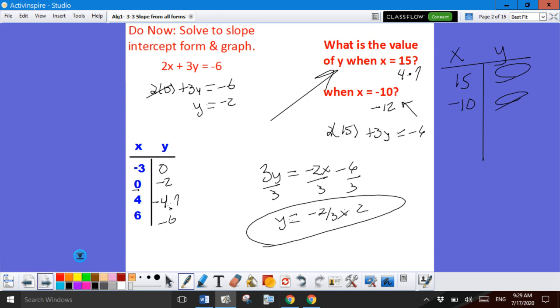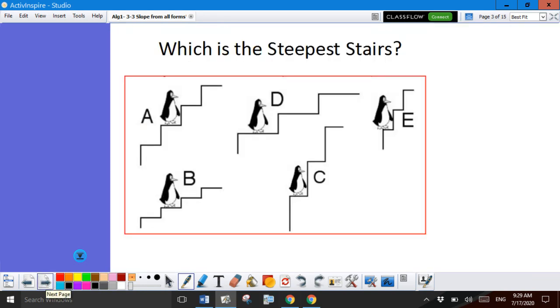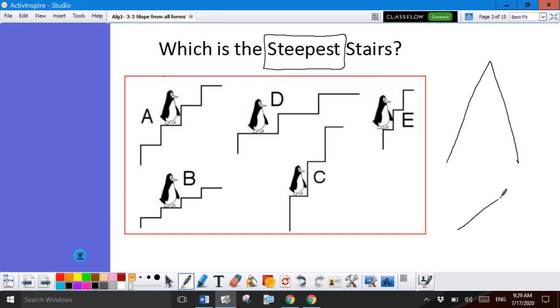All right, let's talk about slope. So let's start by talking about steepness, okay? These penguins are climbing upstairs. Which one of them is the steepest? And for some of you, steepest might be a new word. If you think about something being steep, that means it is approaching vertical. So this one is going to be more steep than this one.